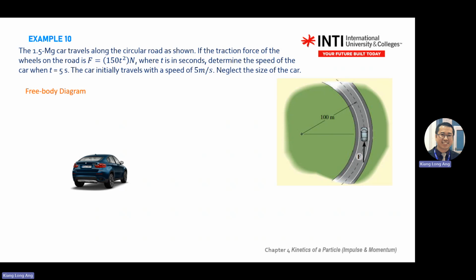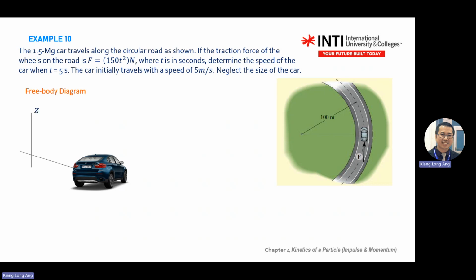So in this case, you are given the mass of the car, a circular road, and the traction force on the road. So your force is changing, and your Newton equation cannot be used because the acceleration has changed already. So determine the speed of the car when time equals so and so. When you see time, it is linked with impulse already. The car travels at a given speed, ignore the size of the car. So you need to find the speed when it reaches a certain time.